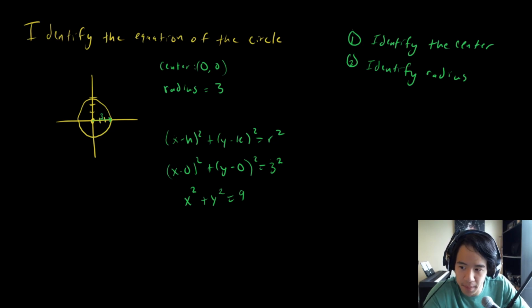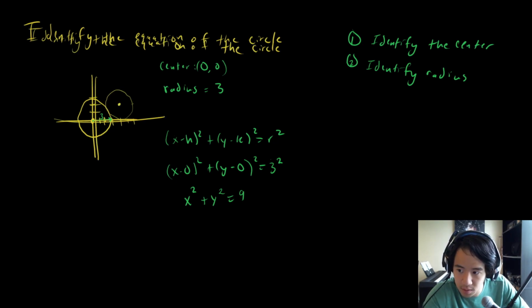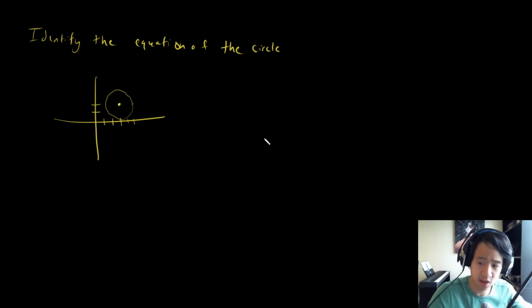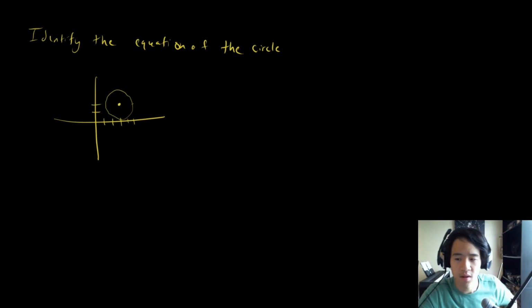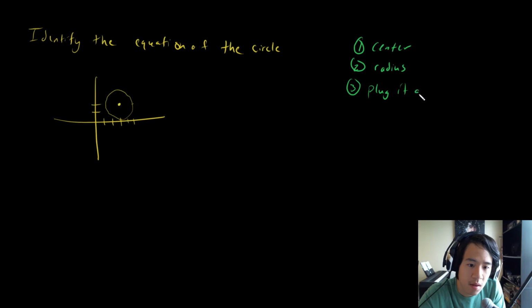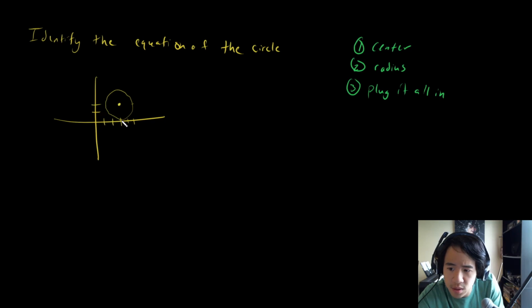All right, so let's go ahead and do a bit more complicated of an example. Let's identify the equation of this circle. So it's the same 3 steps. So you're going to first identify the center. Then 2, identify the radius. And then 3, you got to plug everything in. All right, so the center is at 1, 2, 3 for our x, and then up 2 for our y. So here's our center. It's at 3, 2.